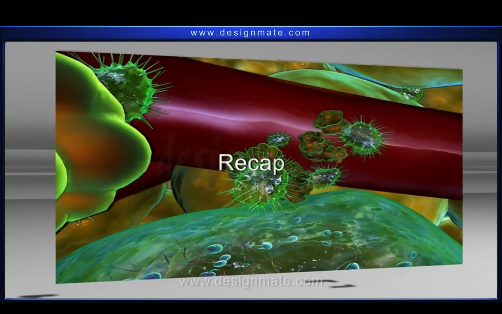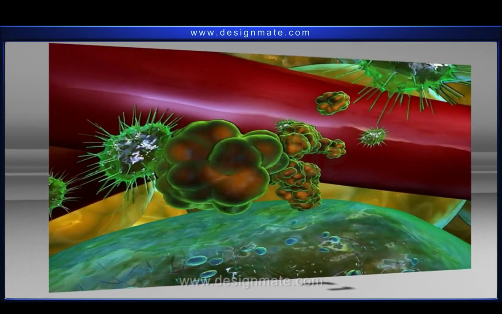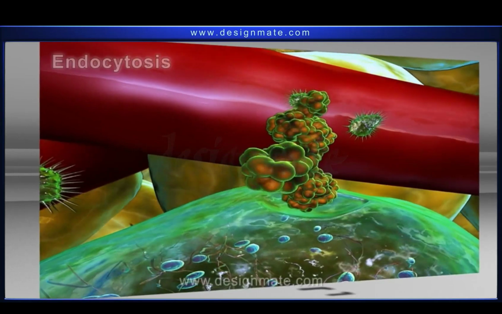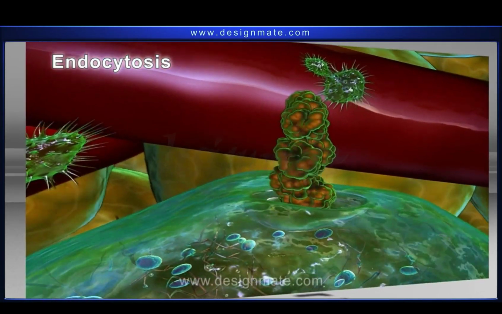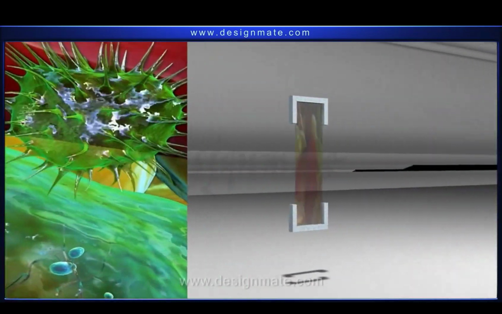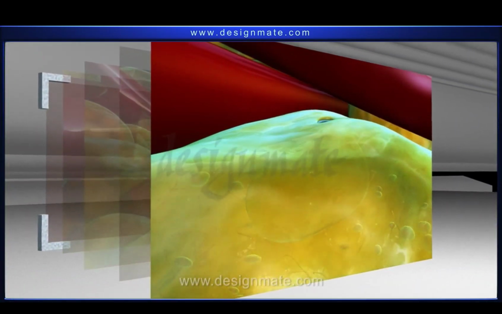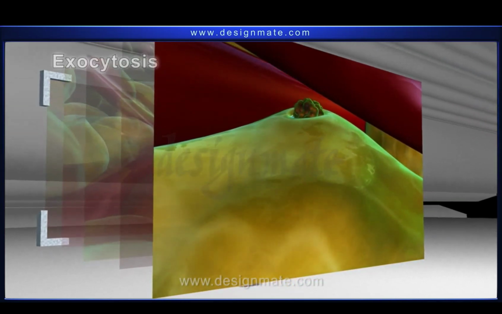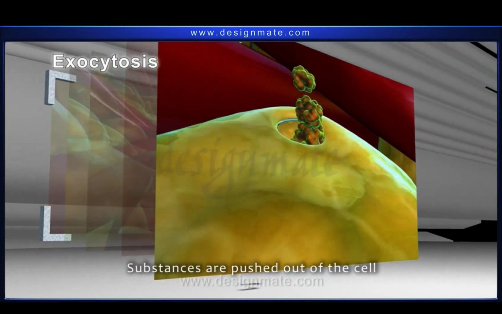Let us have a quick recap. Bulk transport can be divided into endocytosis, where the substances are taken inside the cell, and exocytosis, where substances are pushed out of the cell.